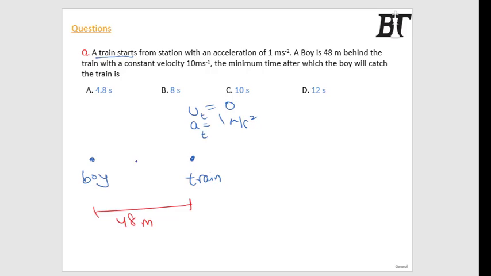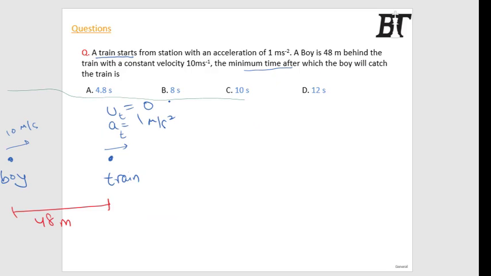Then it says that 48 meters behind the train there is a boy, and this boy is moving with a constant velocity of 10 meters per second. We are supposed to calculate the time after which the boy will catch the train. So now let us say that the boy and the train overtake each other somewhere over here. Let us say at a distance x from the start point of train.